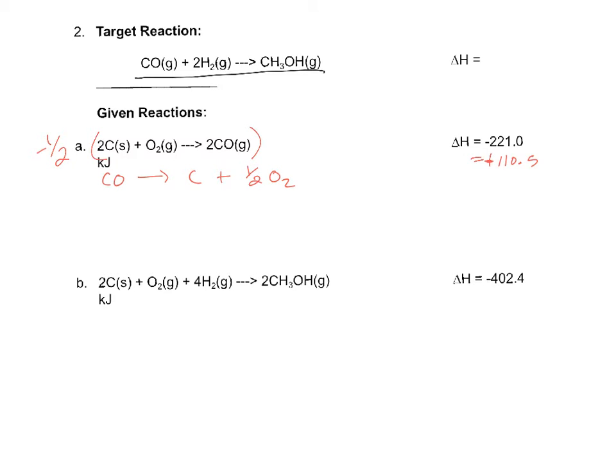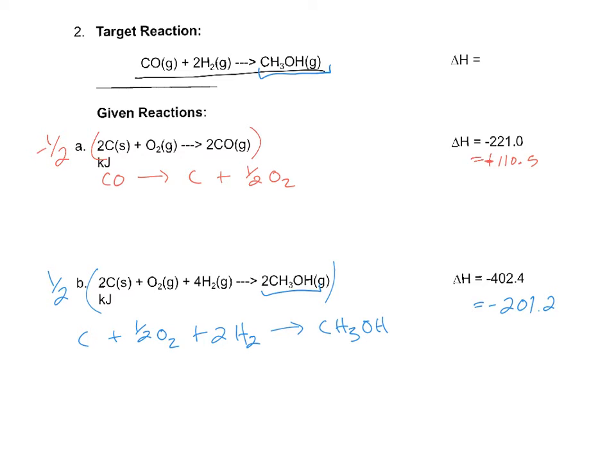In reaction B, the chemical that we need is methanol. So this chemical up here is methanol. And it is on the right side of the reaction, but the only problem is that it is twice as much as we need. So we're going to multiply this one by half also. So the sign stays the same because we don't change the direction, but it is negative 201.2 kilojoules. So if we rewrite this equation, we have now carbon plus 1/2 a mole of oxygen plus 2 moles of hydrogen. That makes 1 methanol.